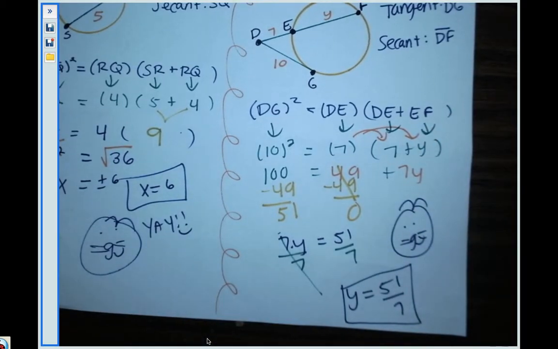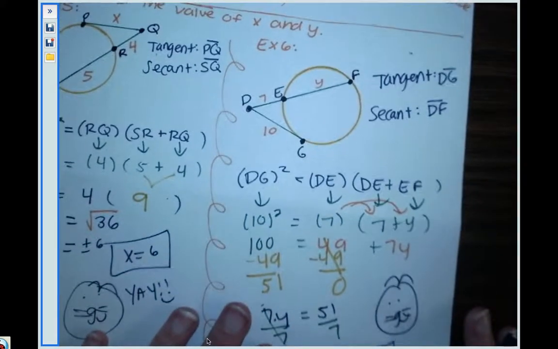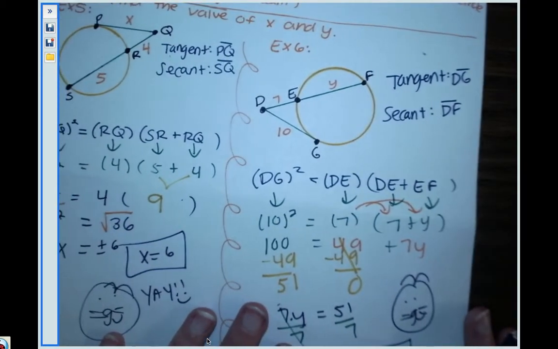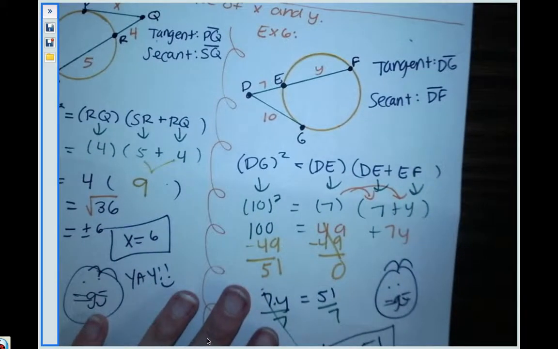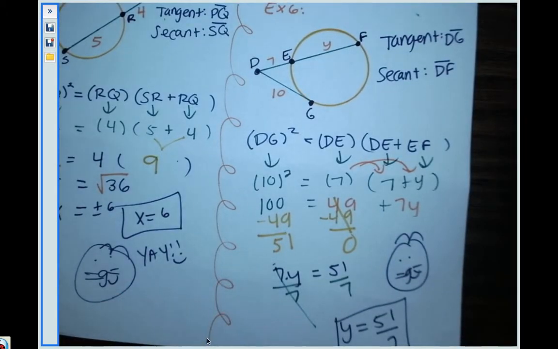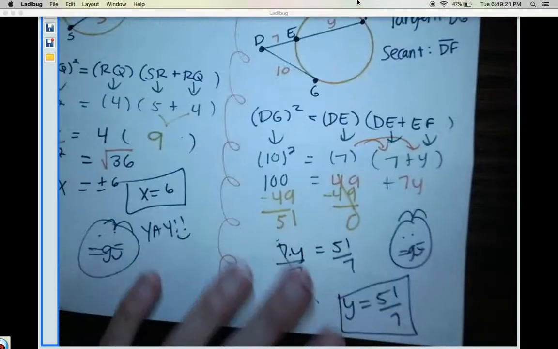Totally, I know. All right, well, that's how we use the tangent secant rule. So yay. That was all of our different segment properties that intersect inside and outside of a circle. So, yeah, there you go. Nice job.